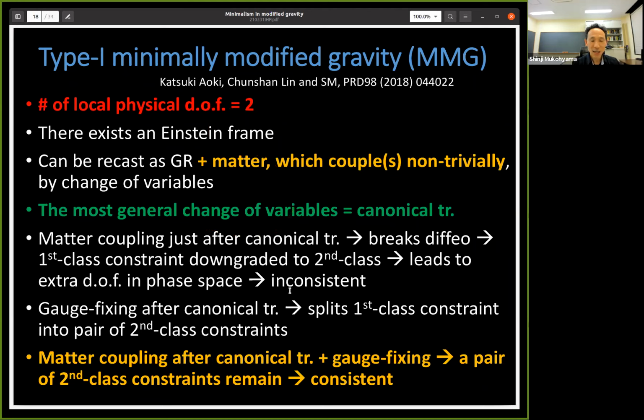And then this is inconsistent. We need to do something. The answer is very simple: we can gauge fix before adding matter. By doing that, a first class constraint is split into a pair of second class constraints, and this is as good as a first class constraint. One first class constraint is equivalent to a pair of second class constraints. Then by adding matter, we have a consistent theory.